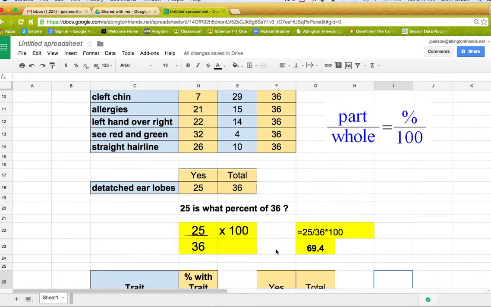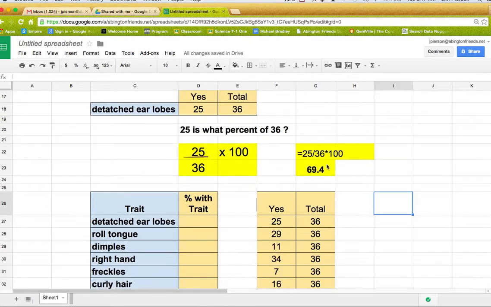But don't forget that if you have a spreadsheet, you can do formulas. And here is what that formula might look like. Remember, you put in an equal sign that tells the computer that you're doing a formula. You type in 25 divided by, and that's a slash, 36 times, which is an asterisk, which is shift upper 8, times 100. And any way you do it, it's going to end up at about 69.4%.